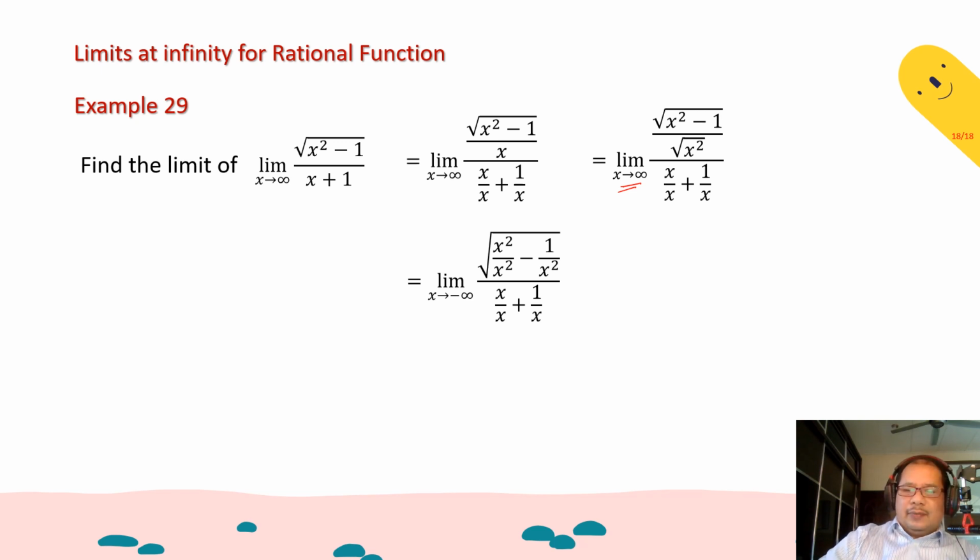And then we simplify. x squared over x squared is 1, minus 1 over x squared. And then x over x is 1, plus 1 over x. 1 over x squared is 0, and 1 over x is also 0. So we get square root of 1 over 1, which is 1. So the answer is 1.